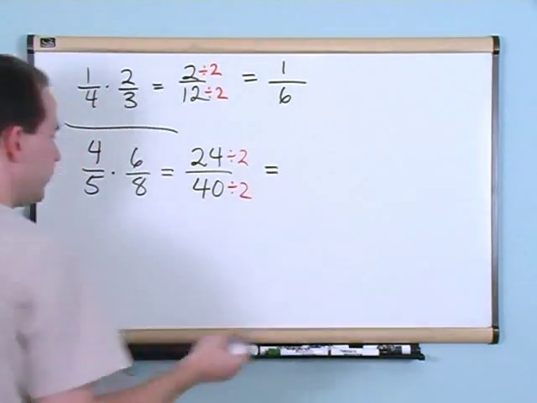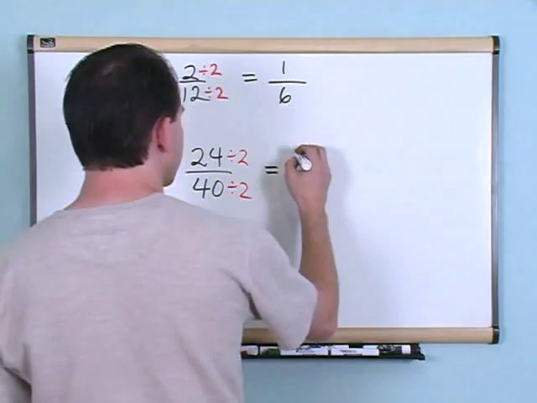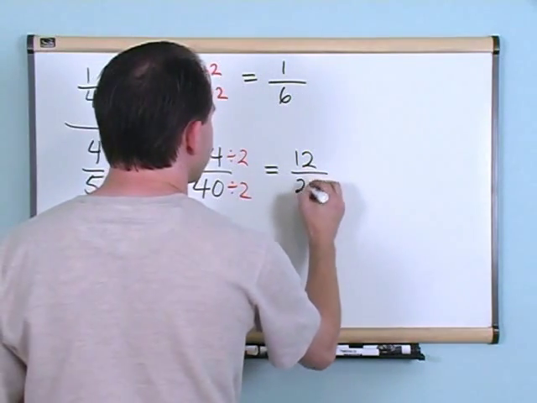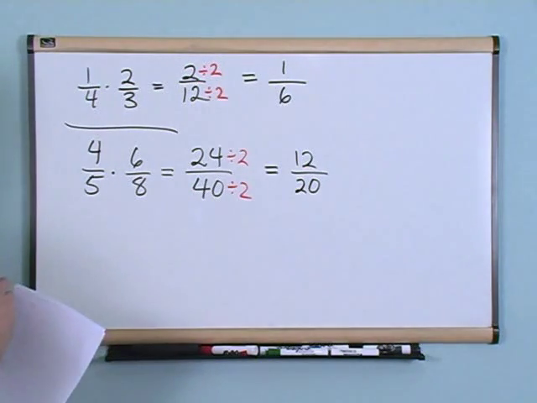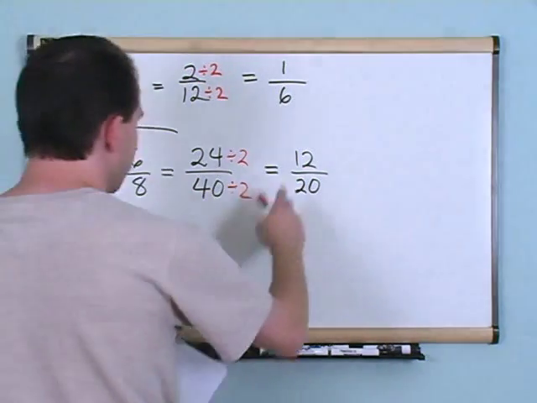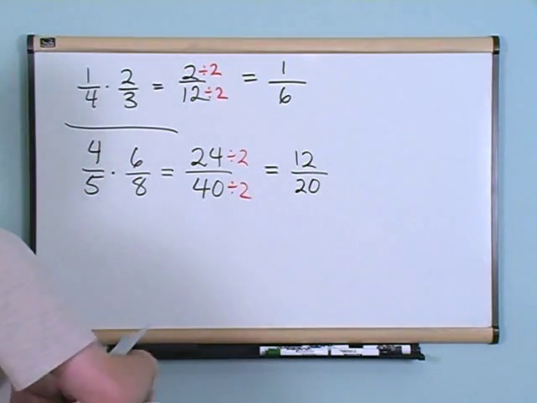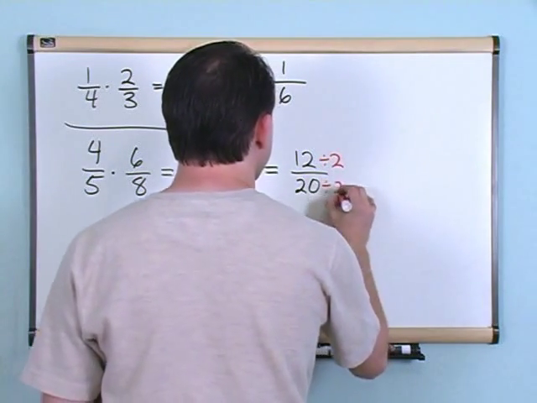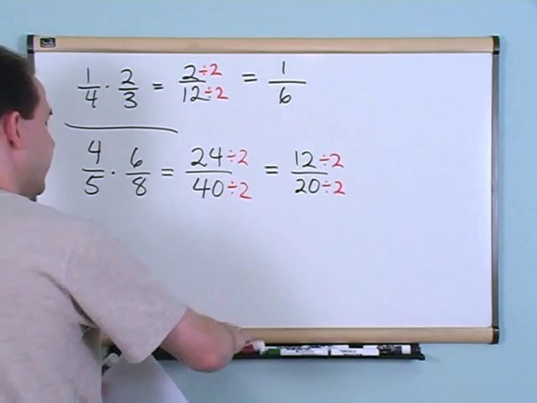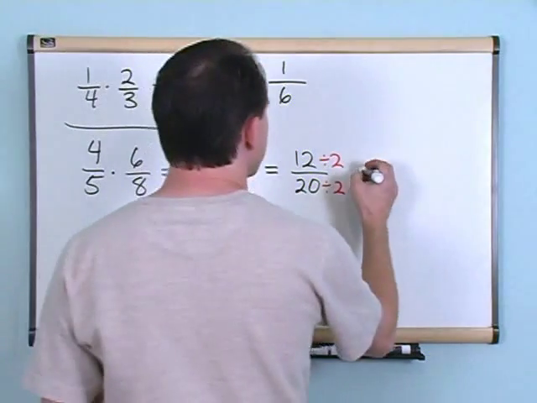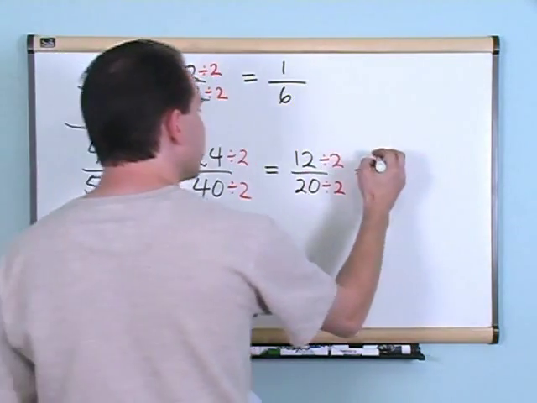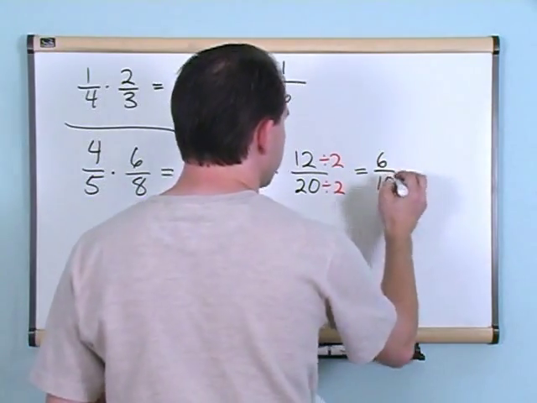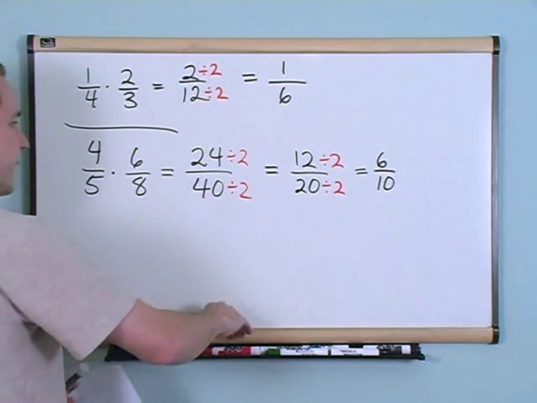24 divided by 2, you can figure out by looking at your times tables, is going to be 12. And 40 divided by 2 is going to be 20. So I've got 12/20. Question is, can I simplify this anymore? Well, you can, because you can divide the top by 2 again, and you can divide the bottom by 2. And let's see if that gets us as simple as we can go. 12 divided by 2 is going to be 6, and 20 divided by 2 is going to be 10. You can do all your multiplication tables and figure that out.